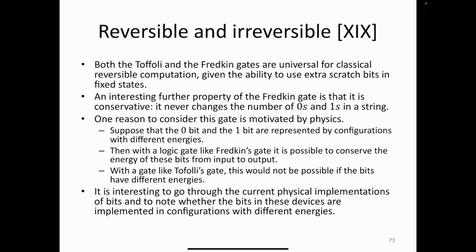Both the Toffoli and Fredkin gates are universal for classical reversible computation, given the ability to use extra scratch bits in fixed states. One reason to consider the Fredkin gate is motivated by physics. Suppose that the 0 bit and the 1 bit are represented by configurations with different energies. Then with a logic gate like Fredkin's gate, it's possible to conserve the energy of these bits from input to output. With a gate like Toffoli's gate, it would not be possible if the bits have different energies. So it's interesting to go through the current physical implementations of bits and note whether the bits in these devices are implemented in configurations with different energies.